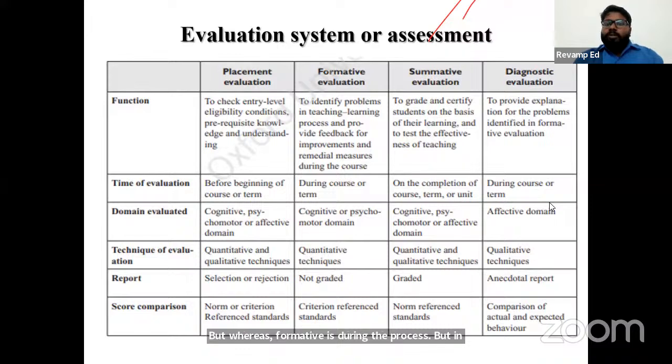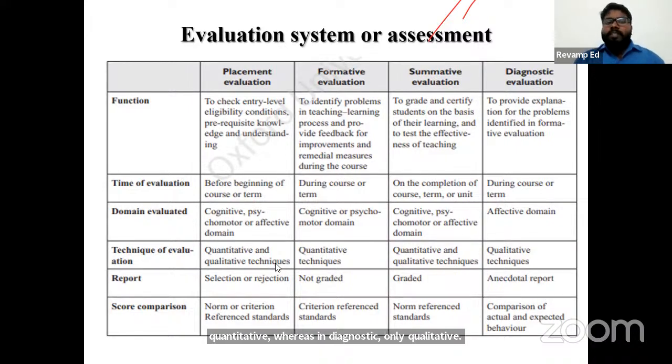Diagnostic evaluation also takes place, providing explanation for problems identified in formative evaluation. It also happens during the course period. Here the technique of evaluation is quantitative and qualitative in formative evaluation, whereas in diagnostic evaluation it is only qualitative.